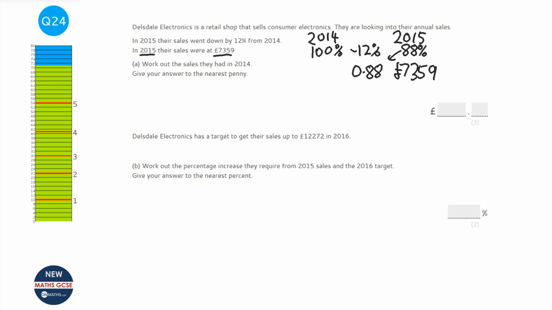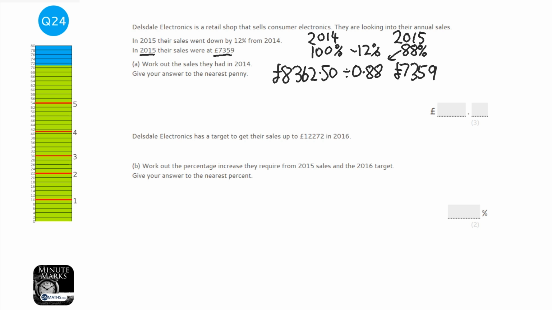So we want to work backwards. What we want to do is I'll get my calculator, 7,359 divided by 0.88, and that gives me £8,362.50. You've got to ask yourself, well, is that reasonable?